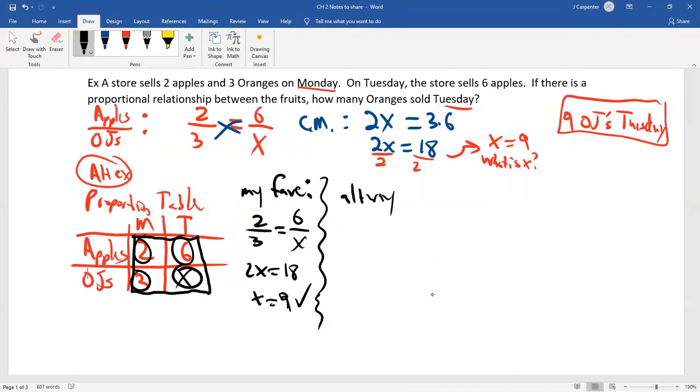Some people, and for some reason the guided worksheets really like to do it this way, will go from left to right. So they'll compare the apples, 2 over 6. So that was Monday to Tuesday. So for the oranges, you just have to be consistent. Monday to Tuesday, so 3 over x. Cross multiply, you'll get 2x equals 6 times 3, which is 2x equals 18. Clearly the same answer.